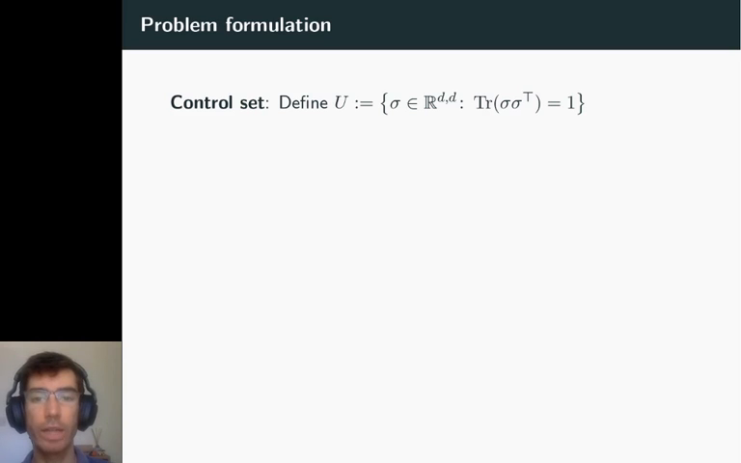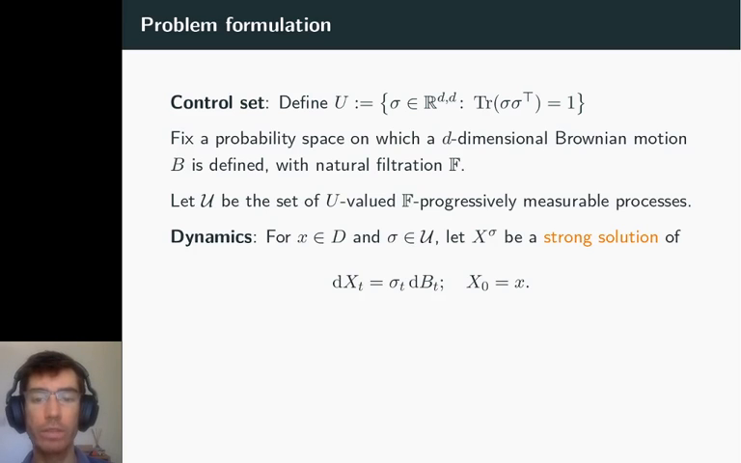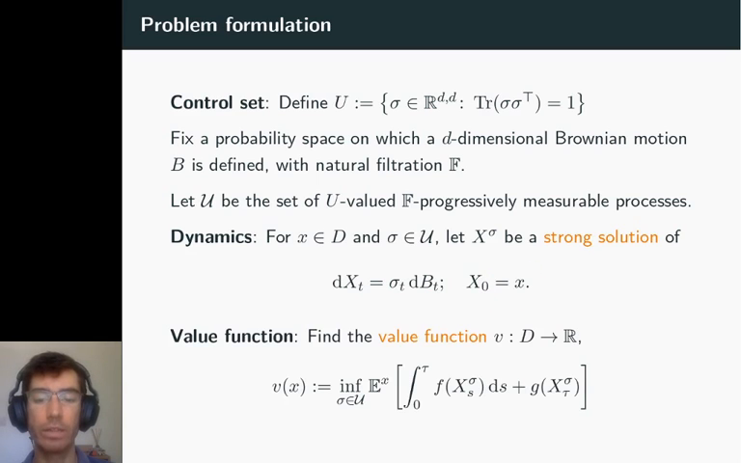We take the control set to be the set of volatility matrices satisfying the condition that this norm here is equal to 1, and that gives us our unit quadratic variation. We're then interested in martingales X sigma that are strong solutions to an SDE of this form, and the aim is to find the value function, which is minimizing over all such controls, where we have some running cost f on the interior of our domain and some boundary cost g.